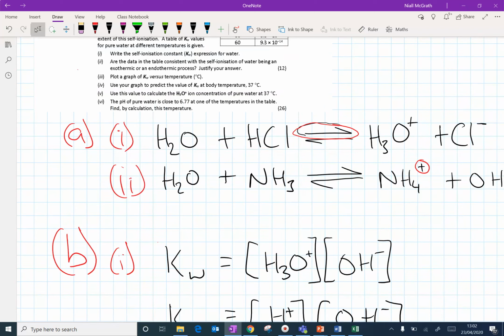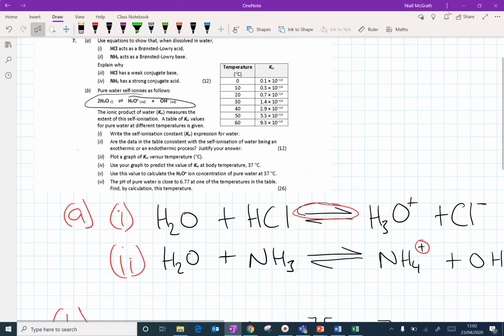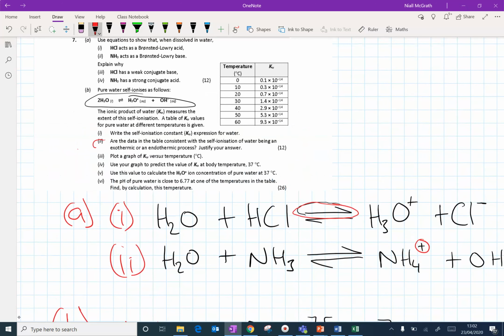Okay, the next part of the question then: are the data in the table consistent with self-ionization of water being an exothermic or an endothermic process, and justify your answer. Okay, so I'm just going to answer this orally. So it's an endothermic process. As the temperature increases, there are more and more ions. So you see here as you work your way down your table, as the temperature increases, so too does the ionic product of water, meaning there are more ions present.